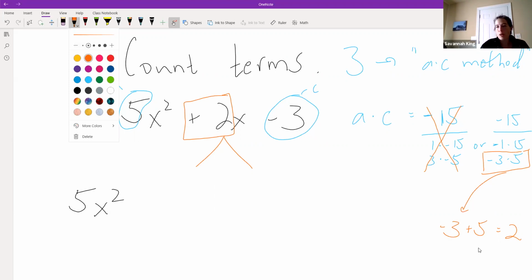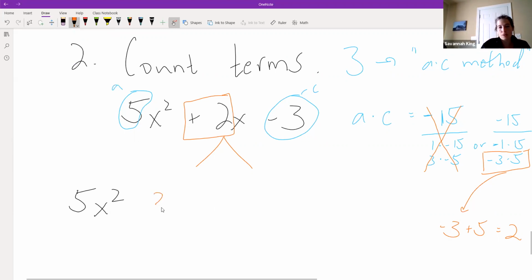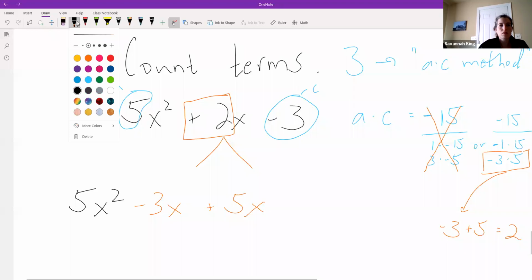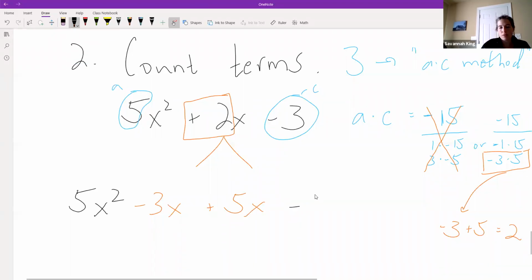Thank you. So instead of +2x, I'm going to have -3x plus 5x. And then I will have -3. So now I've taken my 3-term polynomial, I've expanded it to being a 4-term polynomial, and I'm going to divide that in half. Okay.